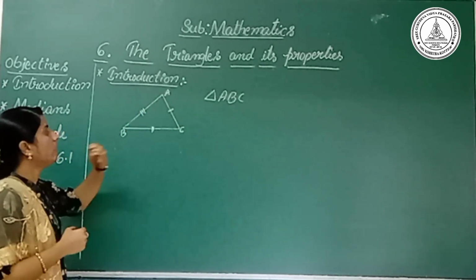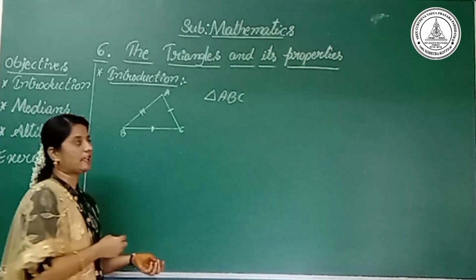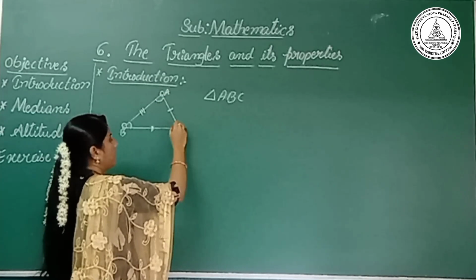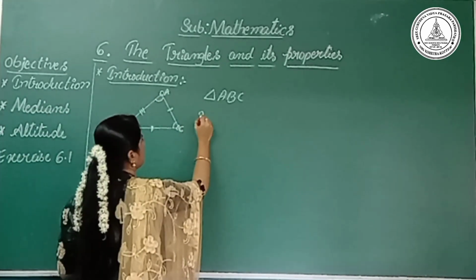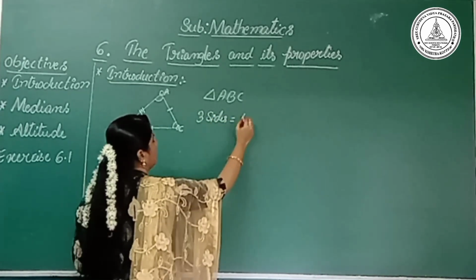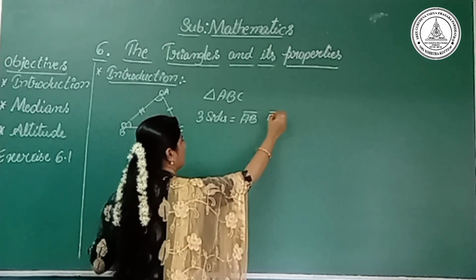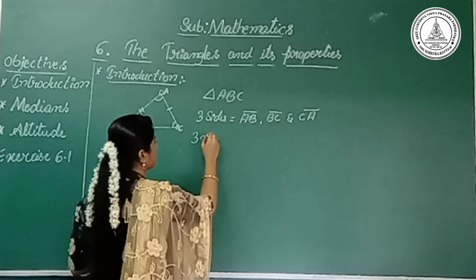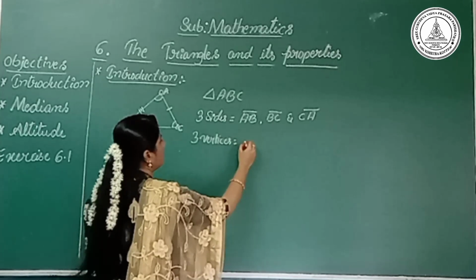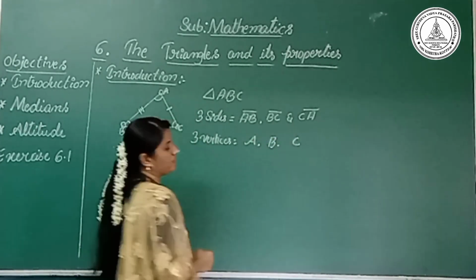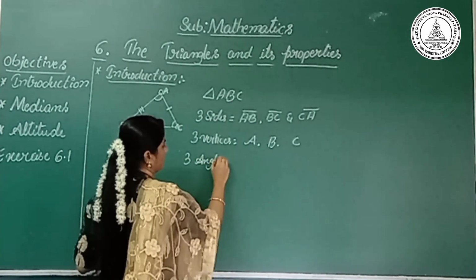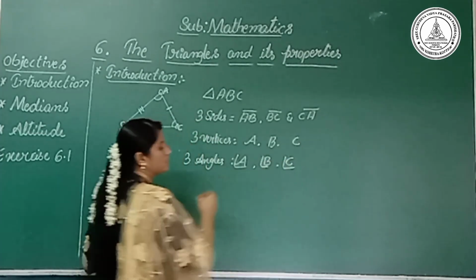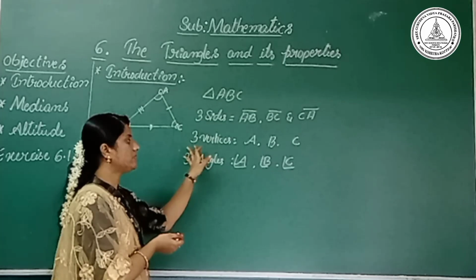AB, BC and CA are the 3 sides of the triangle, and it has 3 vertex points and also 3 angles: angle A, angle B and angle C. The 3 vertices are vertex A, vertex B and vertex C, and the 3 angles you may also name as angle A, angle B and angle C. So these are the 3 sides, 3 vertices and 3 angles.